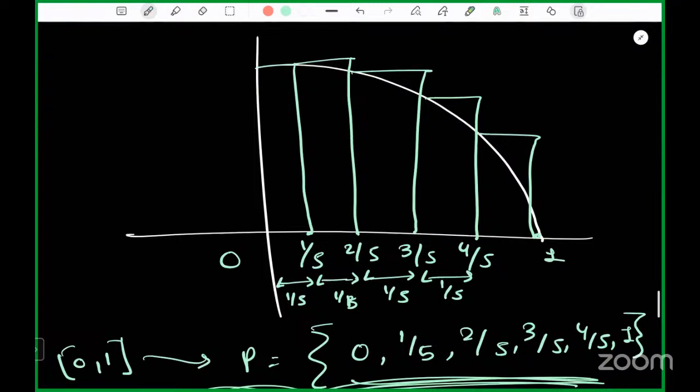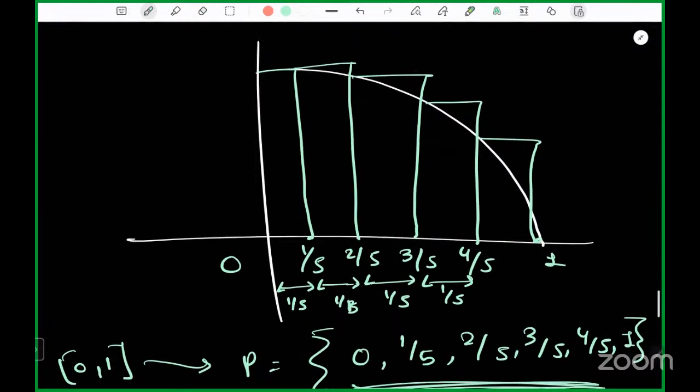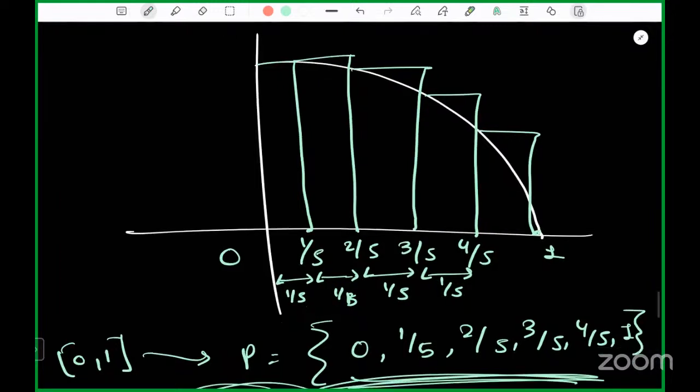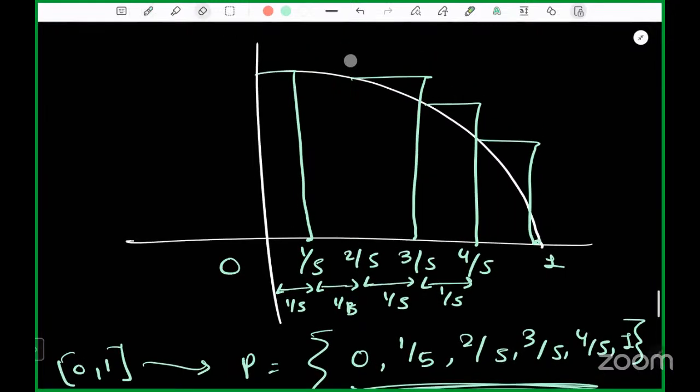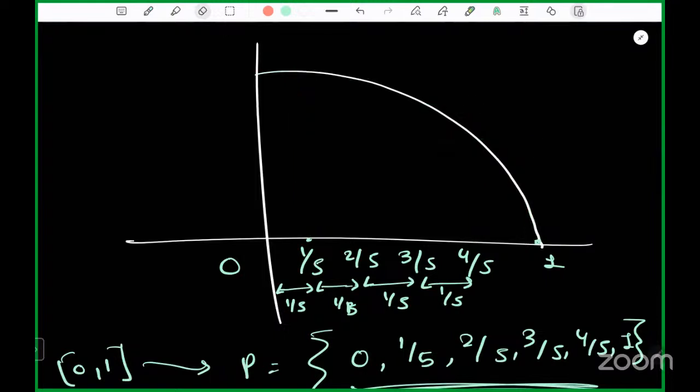Right? So each rectangle is a partition? No, no. See, a partition is just a set, a subset between 0 and 1. So here, if I remove this rectangle, a partition is these points: 1 by 5, 2 by 5, 3 by 5, 4 by 5, and 1. That is the partition.